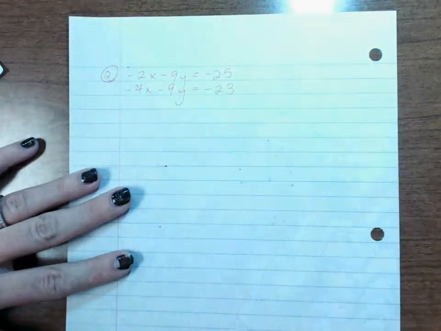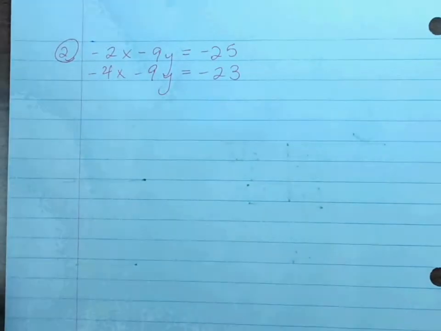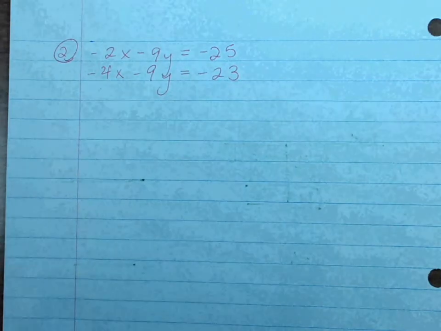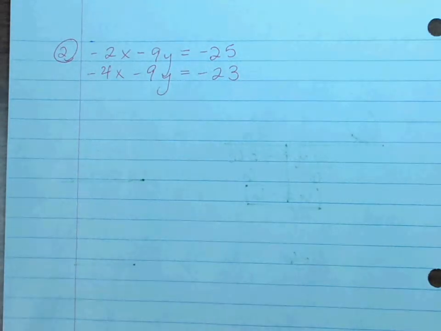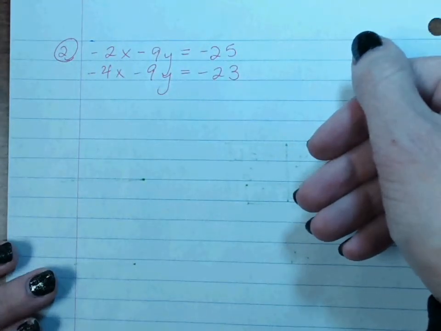So you have negative 2x minus 9y equals negative 25, and negative 4x minus 9y equals negative 23. Do we have opposites? No. But we're close on which variable? The y's really close. Now the x actually isn't that far either. You can choose which one you would like to do opposites.